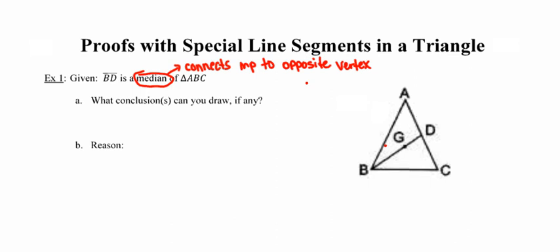So because line segment BD is a median, there he is right there, I just made him green, that's going to make D the midpoint of side AC. That's what a median does. It connects a midpoint to the opposite vertex. So one conclusion that I can draw is that D is the midpoint of segment AC. And if D is the midpoint of segment AC, that tells me that segments AD and DC have to be congruent.